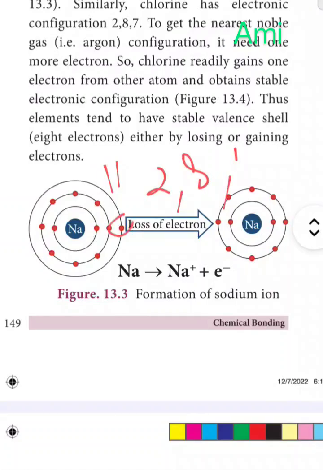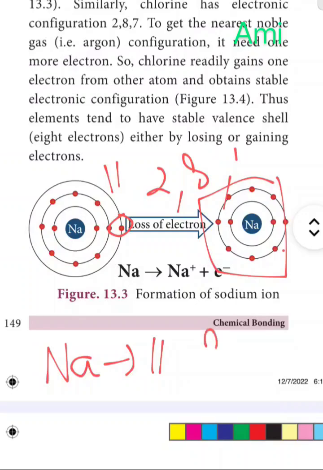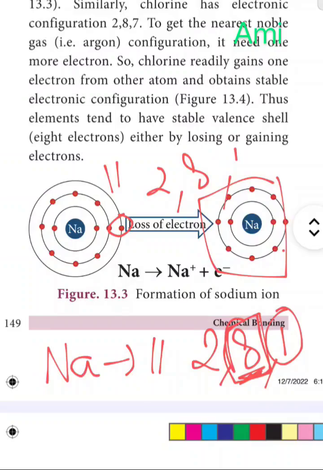So one electron is extra, that is, the one electron should be lost. Only then can it become a stable atom, right? So the sodium, which has atomic number 11, has an electronic configuration of 2, 8, 1. In order to become stable, it should lose this one electron and complete the octet rule. Only then will the valence shell consist of an octet, that is, 8 electrons.